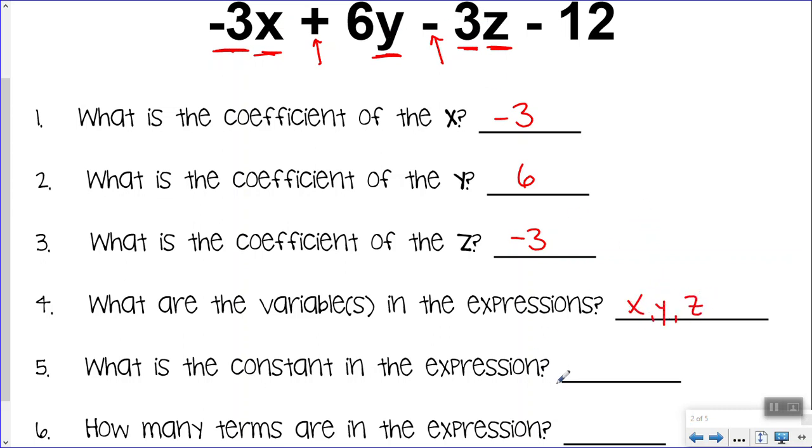The constant in the expression is a number that's by itself without any variables. So I see that that's 12, but then I also have to take the sign that's with it, so it's going to be negative 12. And then lastly, we want to know how many terms there are.